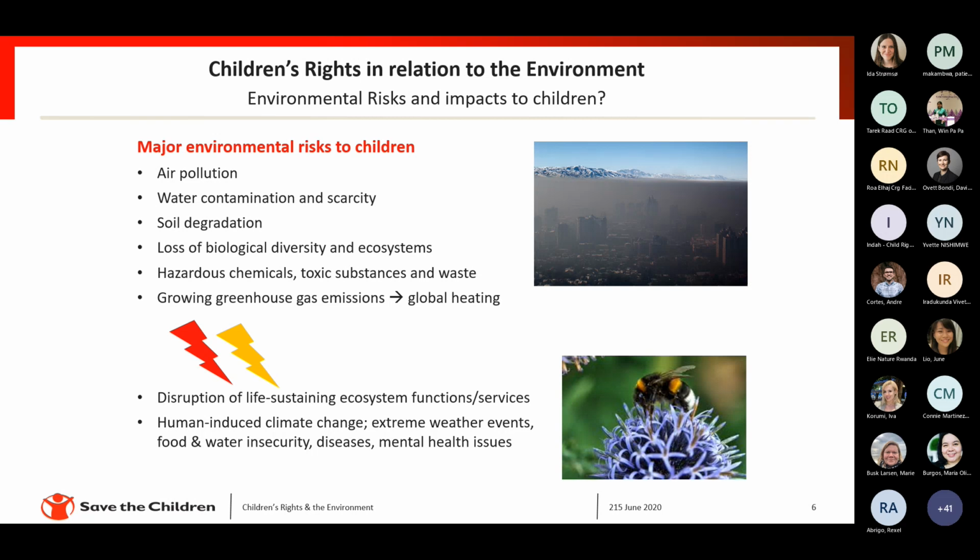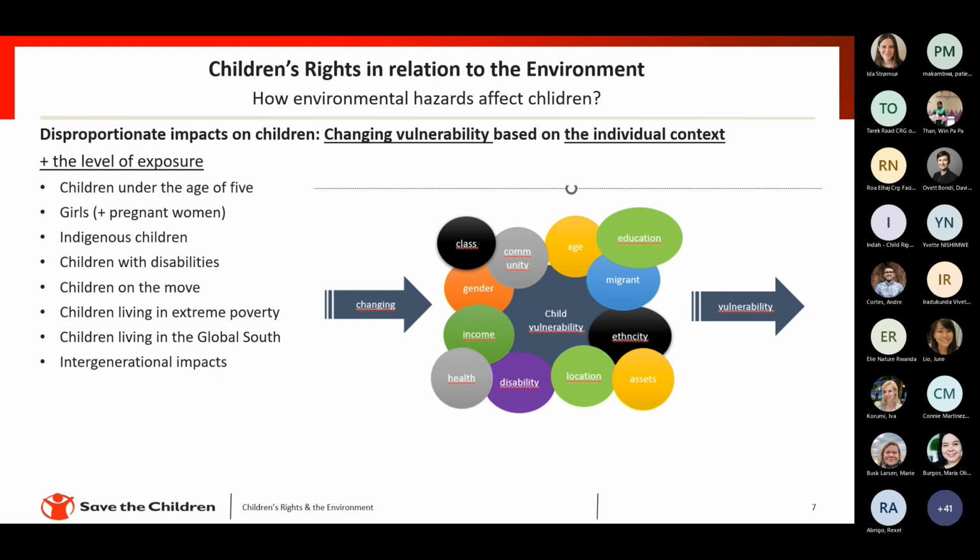Just to give you an idea of the severity of the issue, 85 million children are forced to work in hazardous conditions, which includes unhealthy environments. And if we look more at how environmental hazards affect children disproportionately, we look at two things. We say the vulnerability based on the individual context of the child, but also at the level of exposure.